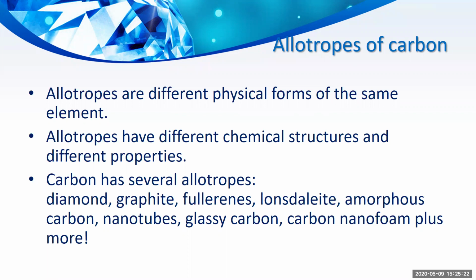When I was just a young chemistry student at school, carbon only had two allotropes: diamond and graphite. There was nothing else. These days, we've discovered so many different forms of carbon. There's diamond and graphite. There are the fullerenes, the buckyballs, lonsdaleite. There's amorphous carbon, nanotubes, glassy carbon, carbon nanofoam. There's even more. I imagine as technology moves on, we will find even more allotropes of carbon. And some of these new allotropes that have been found are incredibly useful in technology.